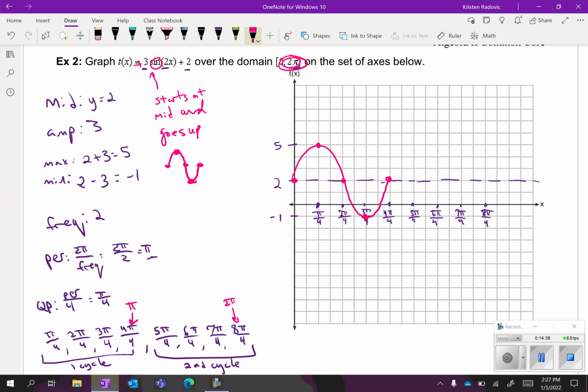I'm going to go back up to my maximum, come back down to my middle, and then I'm going to work on hitting the minimum. And I'm going to end at the middle again. And I'm going to connect it. But better than that. There we go. And you're done. Let's look at the next one.